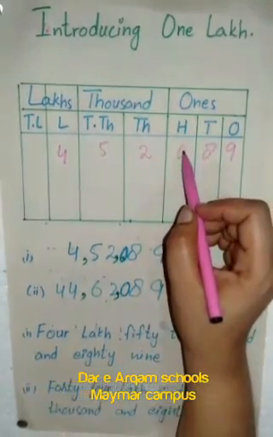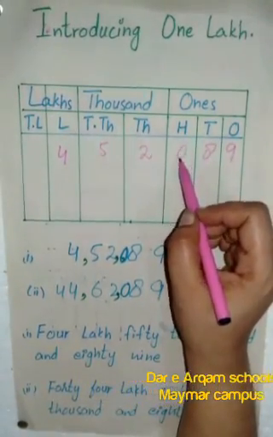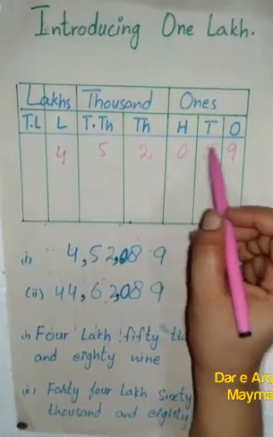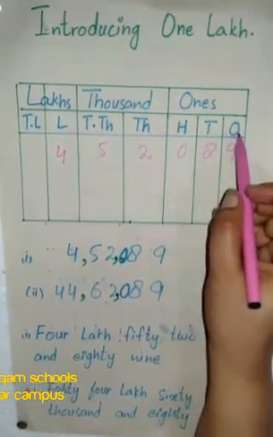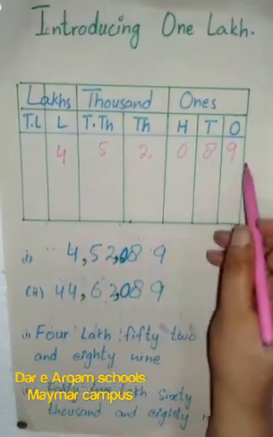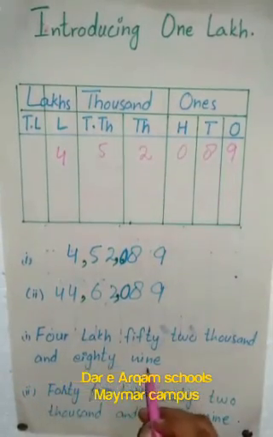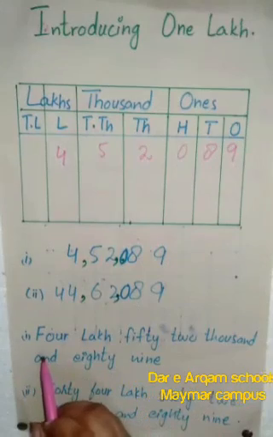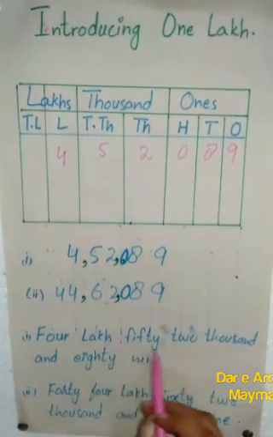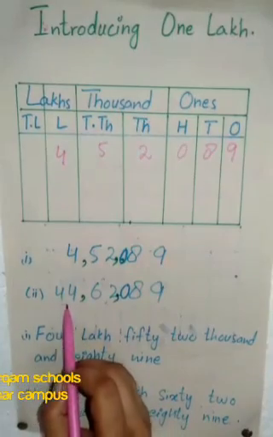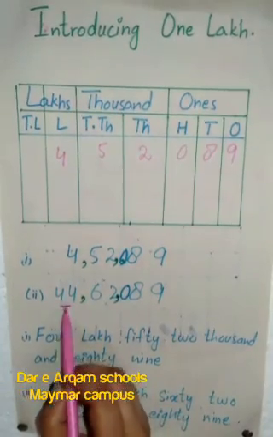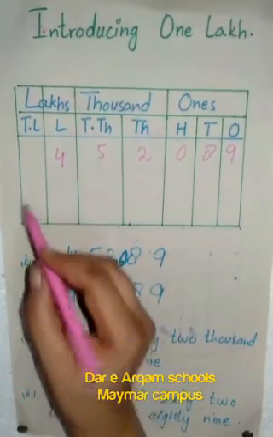Then in the 100 column we have no digit, so we will skip the 100 place value and write the last numbers which we have in the tens and ones place values, that are 89. And here I have written it. So our name is 4,52,089.